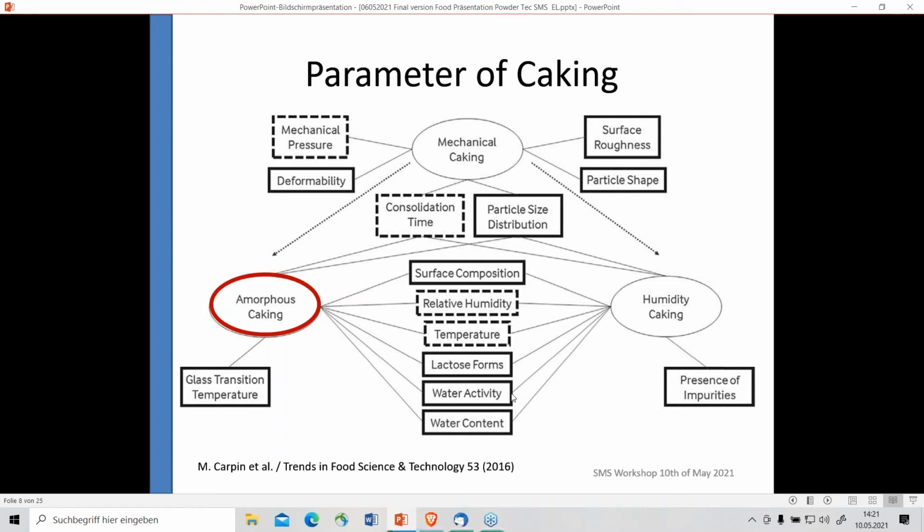You can see the humidity, the temperature, the water activity, water content, and all the parameters have an influence on the amorphous caking and on the glass transition.